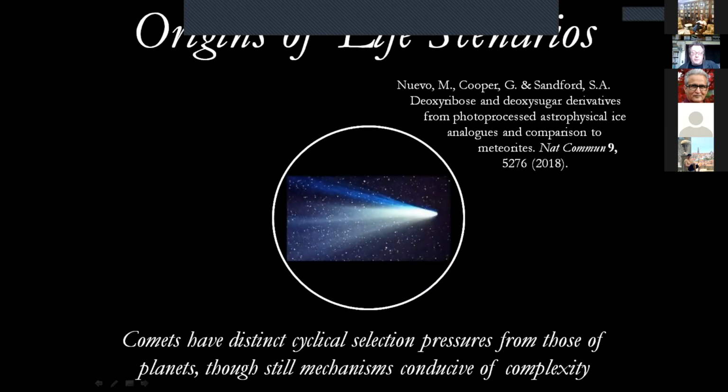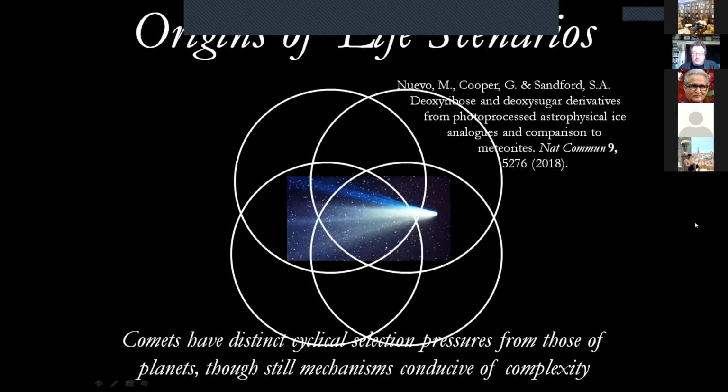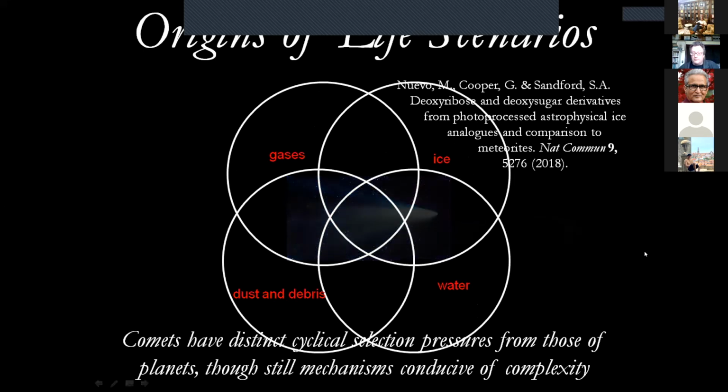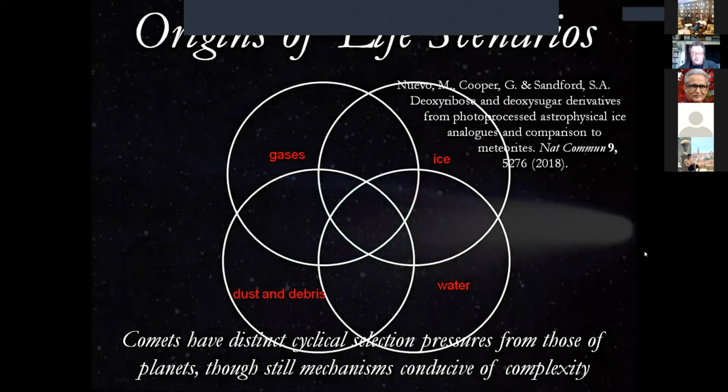We can also apply this idea to smaller bodies in the solar system, like comets. They have gases, they have ice, they have dust and debris, they have water, and all with interesting chemical interfaces. Probably not at the scale that we see on planets and moons, but we can't necessarily dismiss it, because we know there is interesting chemistry in comets.